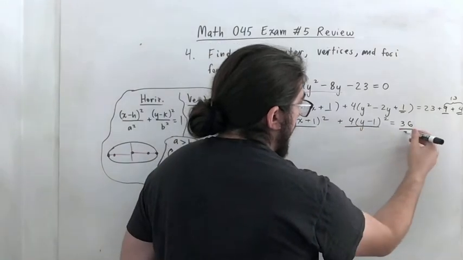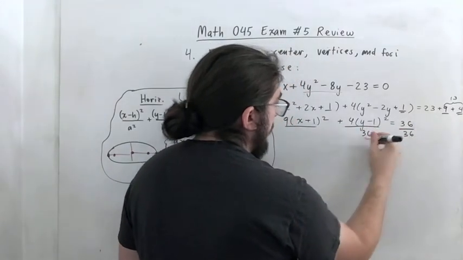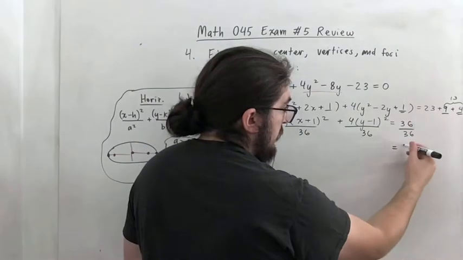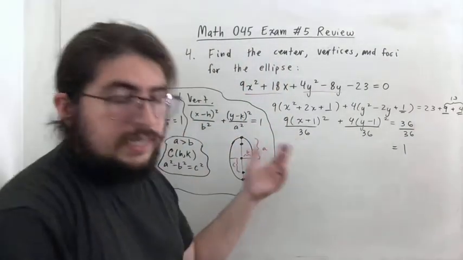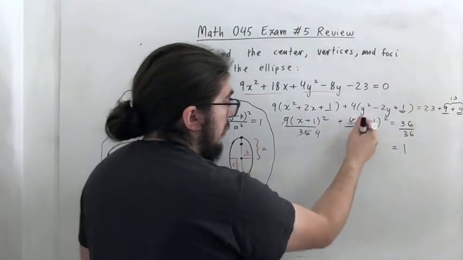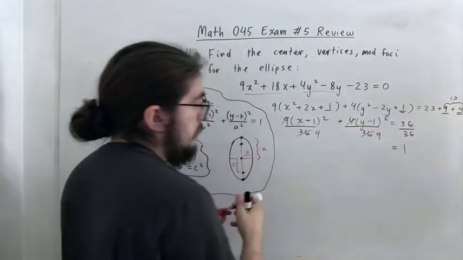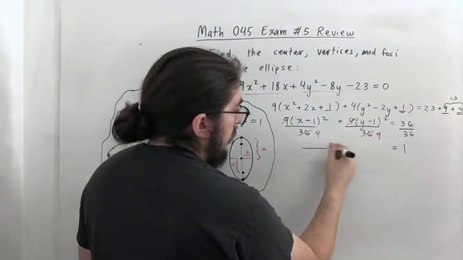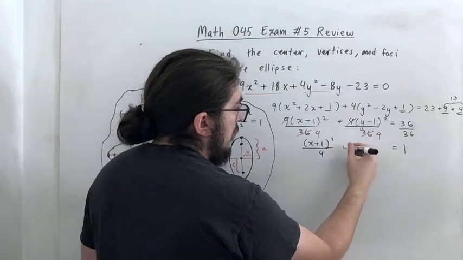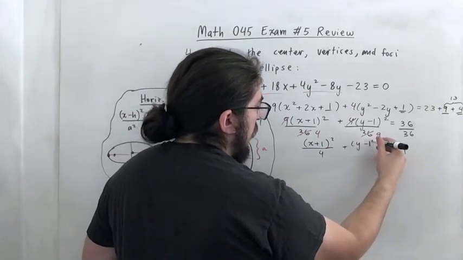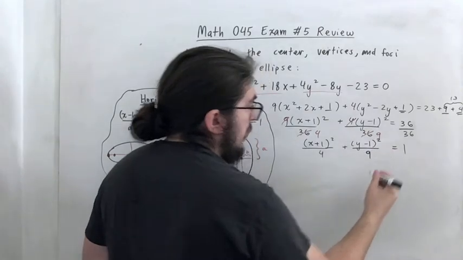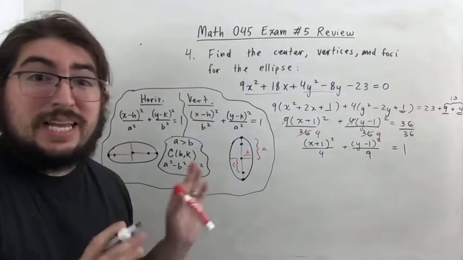Divide, divide, divide by 36. Now what's really nice here is that obviously that side becomes a 1, so that's fine. What's really nice here on the left side is that 9 goes into 36 4 times, 4 goes into 36 9 times. So we have x plus 1 quantity squared over 4 plus y minus 1 quantity squared over 9. Perfect. So this is actually in the form.